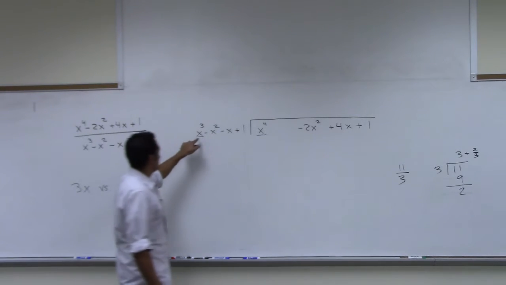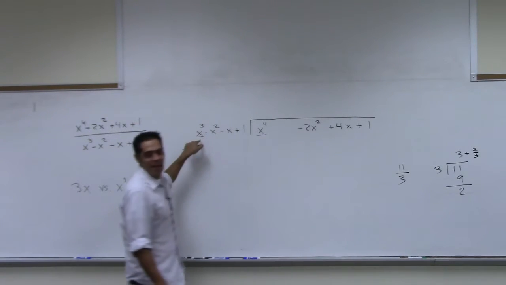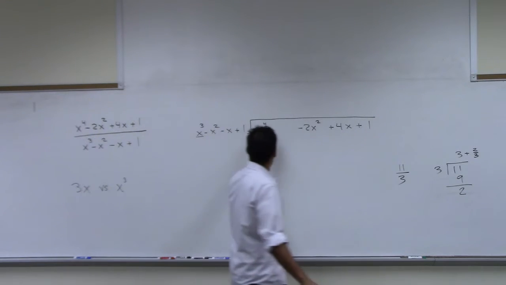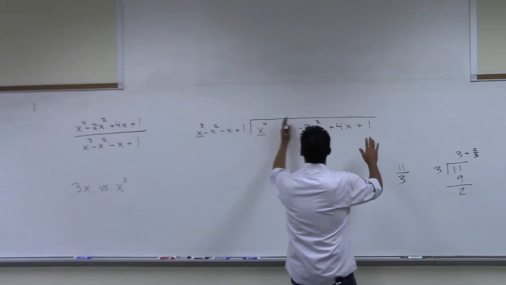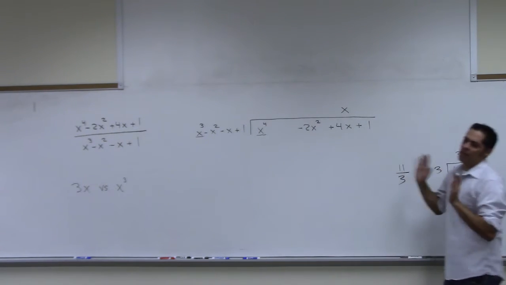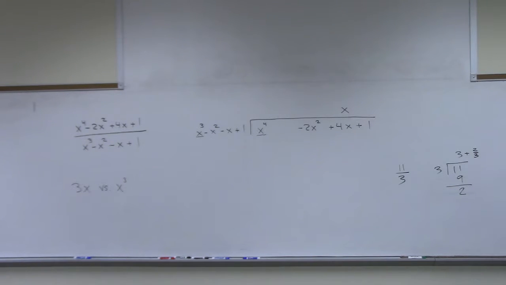All right, so x cubed. What do you multiply x cubed by to get x to the fourth? X. And I'm going to line up my x's above where they are here. That's not necessary, but okay, so x. And then just like over here, right? 3 goes into 11. How many times 3? So you take that 3, and then you multiply 3 times that, right? And you put it under here? That's exactly what I'm doing now.